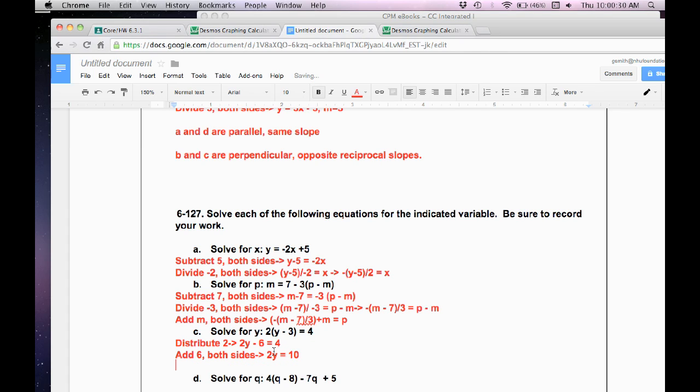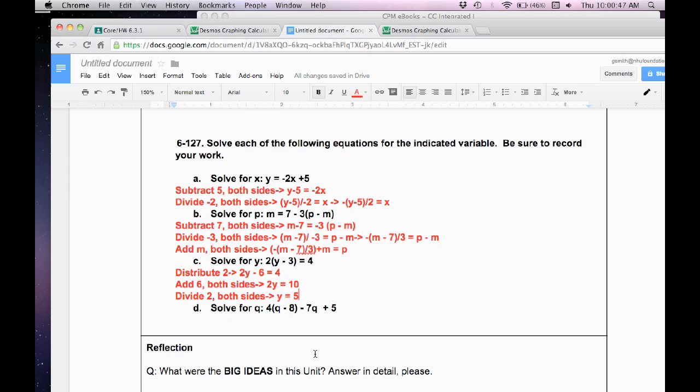That's going to get me 2y is equal to 4 plus 6, which is 10. And then I'm going to divide by 2 on both sides, because I want to get y alone, right? And so y alone is equal to 5. Okay, y is just 5. There's no other variable here, so there's nothing else to isolate. Y is just plain old 5. Okay, that one was nice compared to B. Jeez, B was cruelty to humans, but yeah, C was totally reasonable.